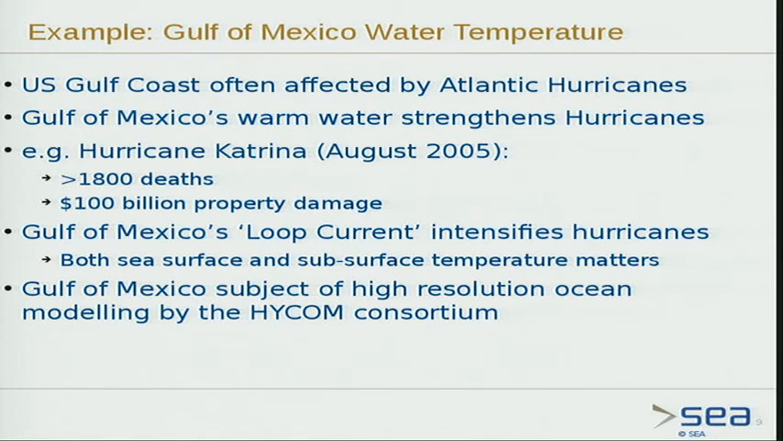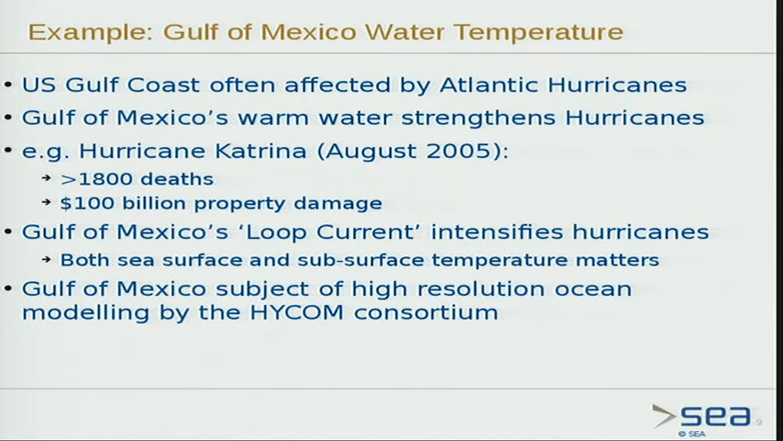They cause an enormous amount of damage. The Gulf of Mexico plays an important role because it strengthens hurricanes. It's warm, and obviously that's heat energy, which hurricanes pick up as they travel through the Gulf of Mexico and whip up the water. Hurricane Katrina is, I guess, the most damaging example. You can see the statistics there. It turns out that the Gulf of Mexico's loop current, which I'll show you in a moment, intensifies hurricanes considerably, and that's what made Katrina as devastating as it was. One of the things that did it.